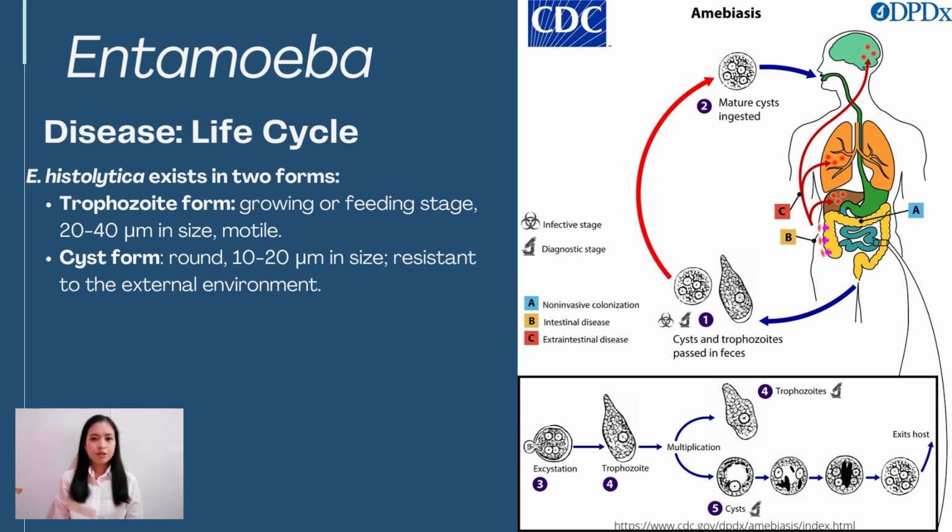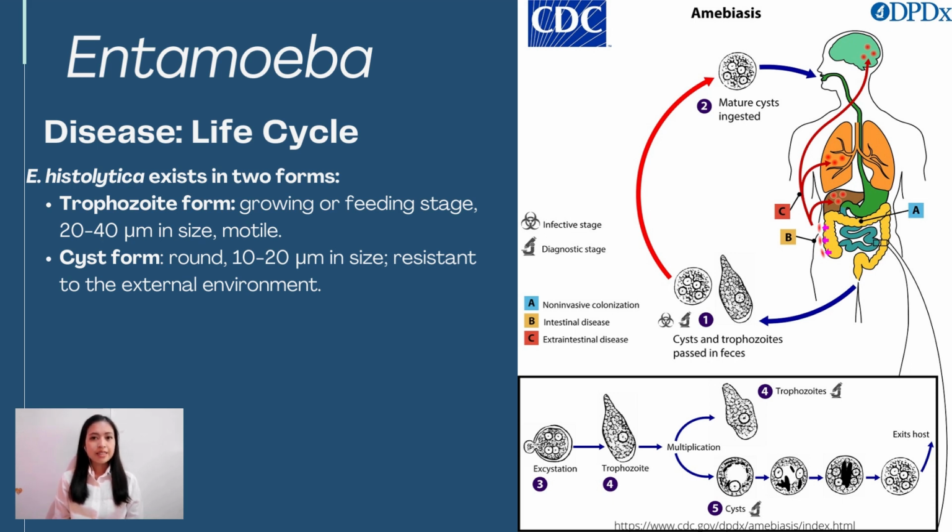Now, the cysts are the infectious form of Entamoeba histolytica. They are round, about 10 to 20 micrometers in size, and are resistant to the external environment, enabling them to survive and remain infectious for many days. Mature cysts of Entamoeba histolytica can be ingested by humans through fecally contaminated food and water, contaminated hands of food handlers, and exposure to infectious cysts and trophozoites during oral-anal sexual contact.